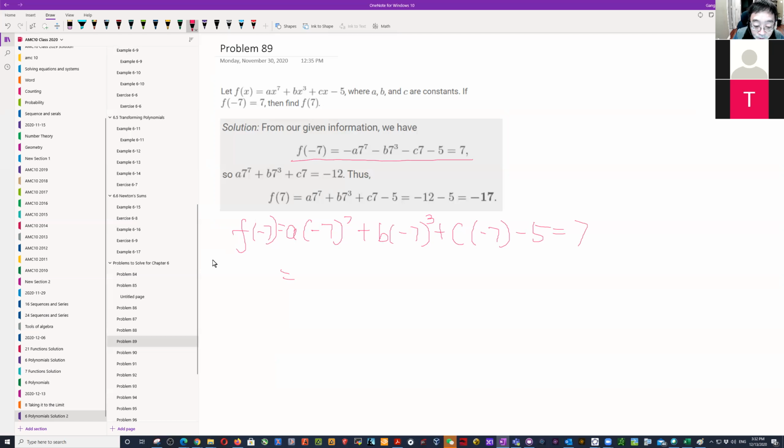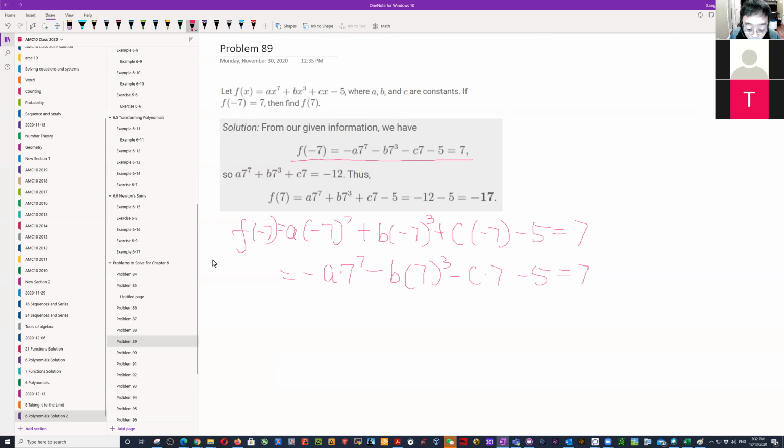Then, given the negative sign and the 7th power, we can extract the -7 out. So it became -a times 7 to the 7th plus, and this is -1 to the 3rd going to be negative, so I'm going to change the sign, negative b times 7 to the third. And this is negative, I extracted out, negative c multiplied by 7, minus 5 equal to 7.